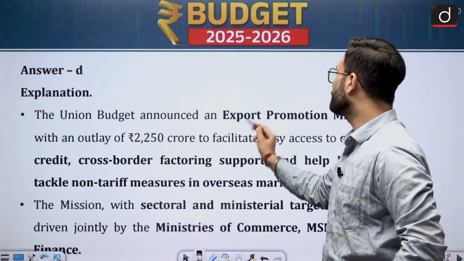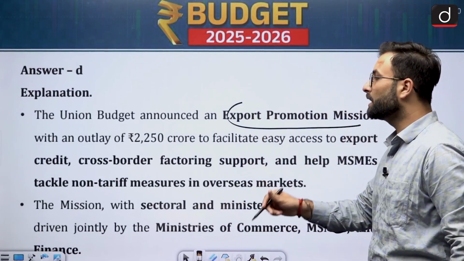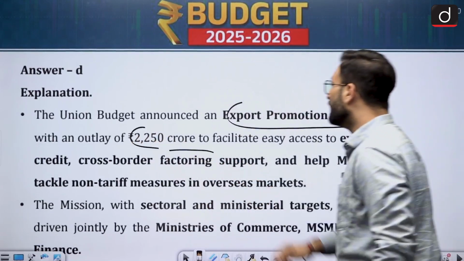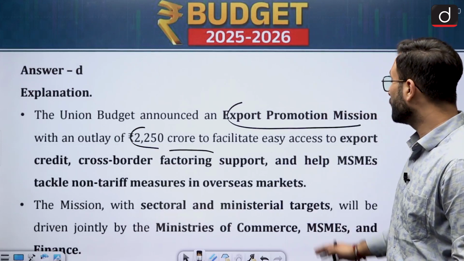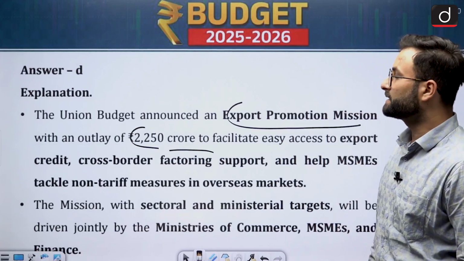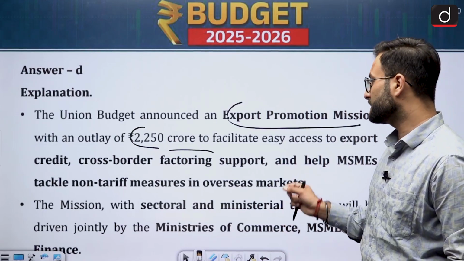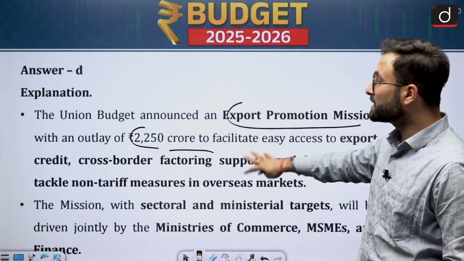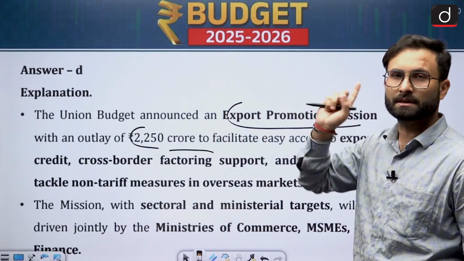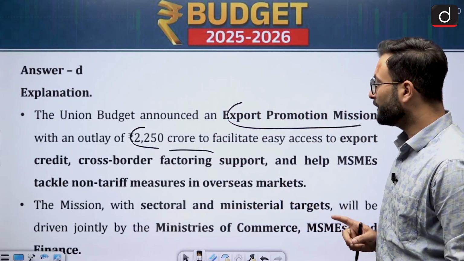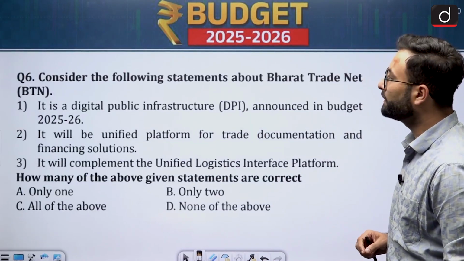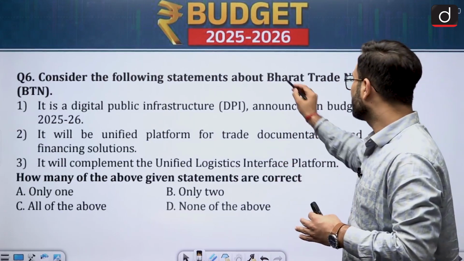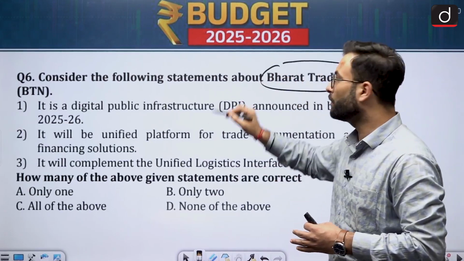Union budget announced an export promotion mission with an outlay of 2250 crore to facilitate easy access to export credit, cross-border factoring support, and help MSMEs tackle non-tariff measures in the overseas market. Okay, this is also something which we have already discussed in the budget highlights. Okay, coming to the next one, question number 6. Consider the following statements about Bharat Trade Net. With this particular terminology, you would be knowing what this is.